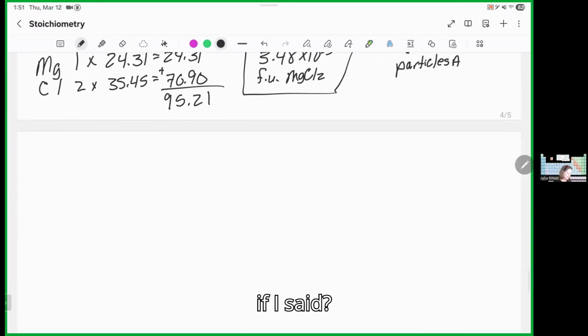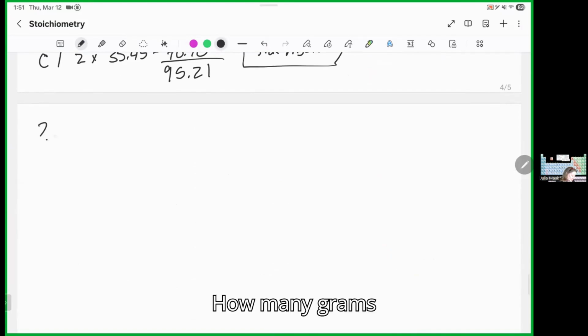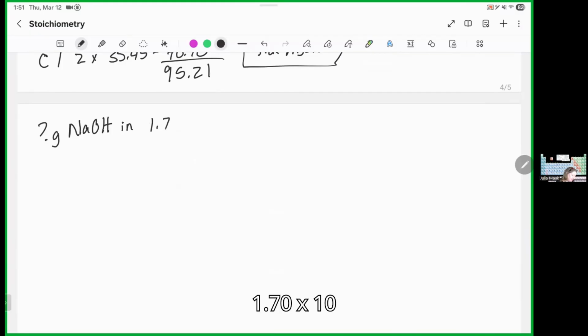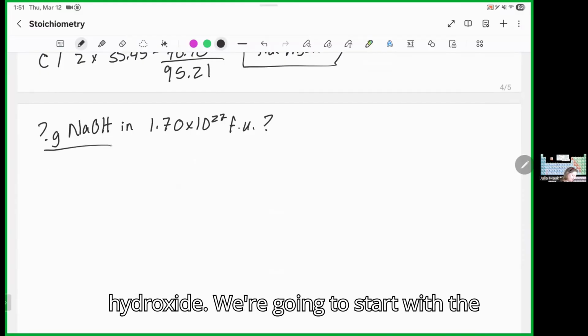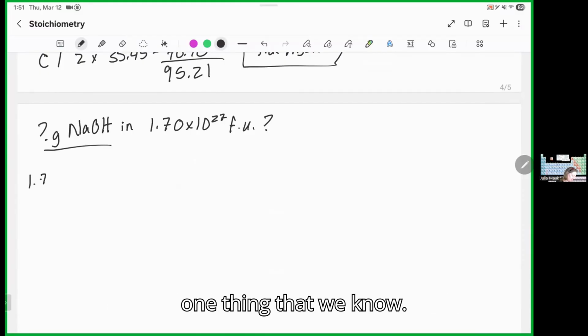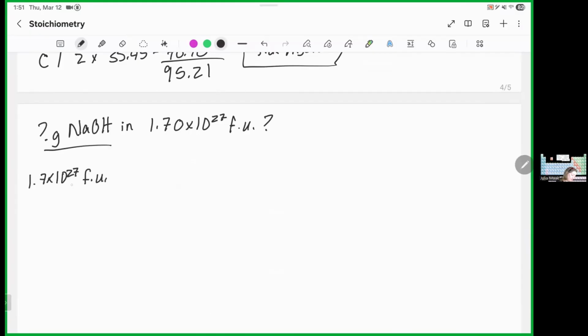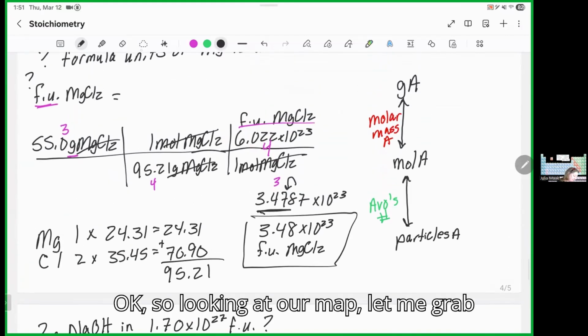What if I said, how many grams of sodium hydroxide in 1.70 times 10 to the 27 formula units? So our question is grams of sodium hydroxide. We're going to start with the one thing that we know. Looking at our map, let me grab this map real quick.